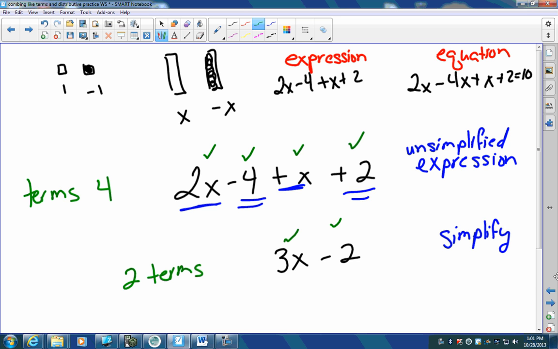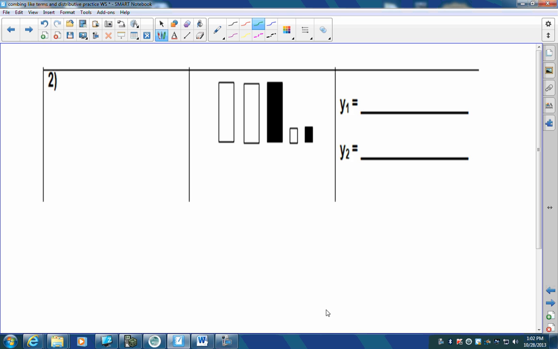Okay, so let's go back and look at number 2 on your paper. It gives us our tiles. We can write it a couple different ways, but one way is in unsimplified form. How many of these x's do I have that are positive? I have 2 positive x's, so I can write 2x, and then I have a negative x, so I'll put -1x or negative x, plus 1, and minus 1. Now, that is the unsimplified form.